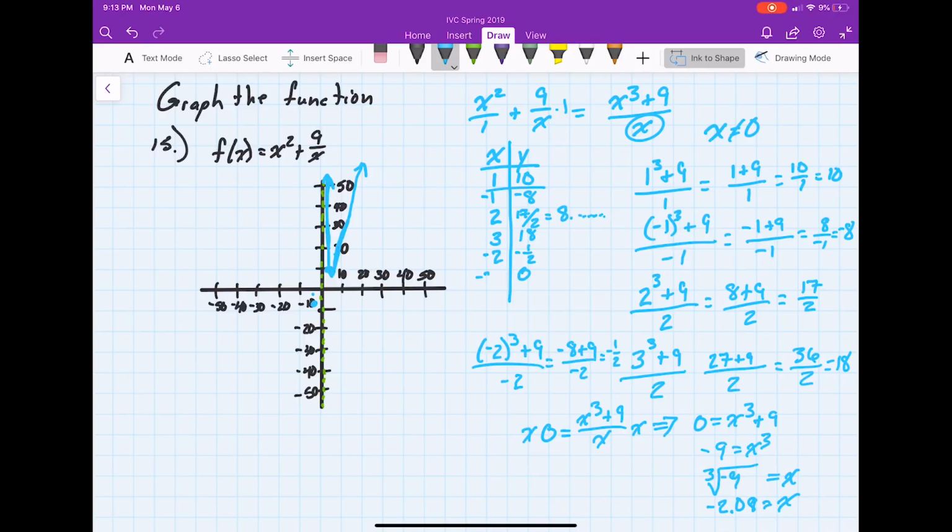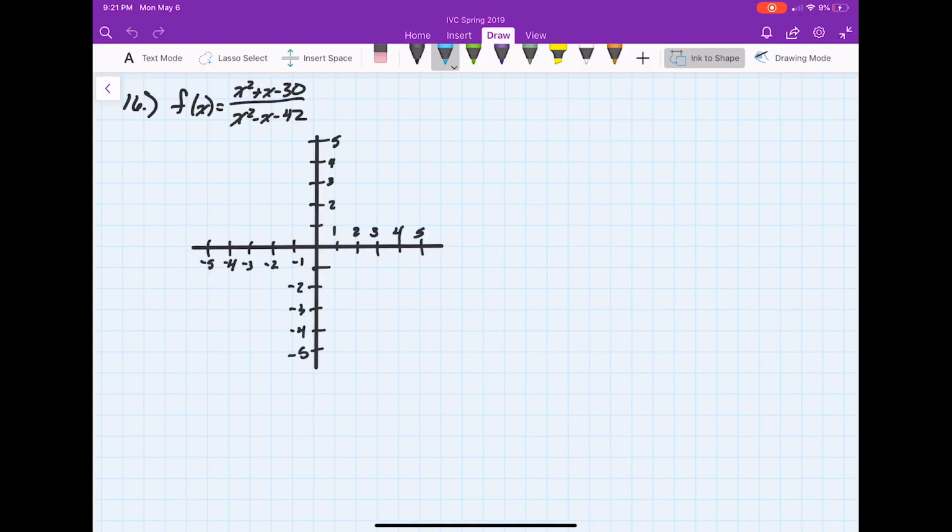So the x value is negative 2.08. Well, that is kind of like right over here. I know that would be like negative 5, but it's really hard. Anyway, I'll connect those 3 dots, and you can see that this is kind of veering off this way. So there's graphing that mess.